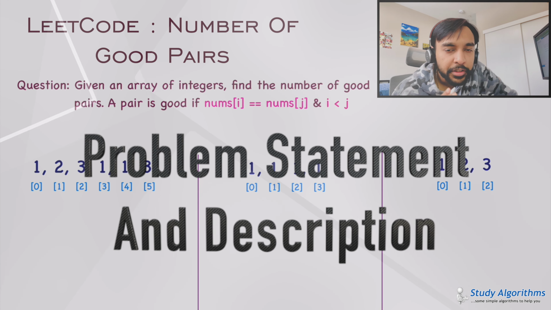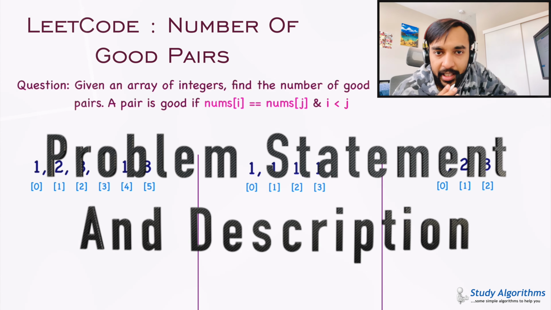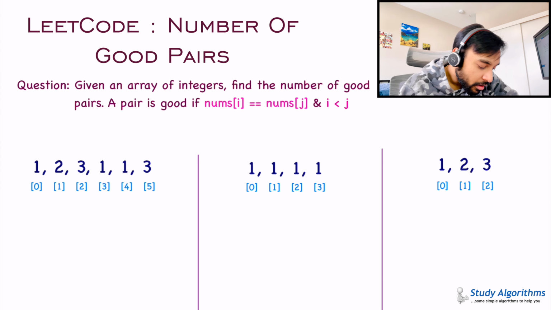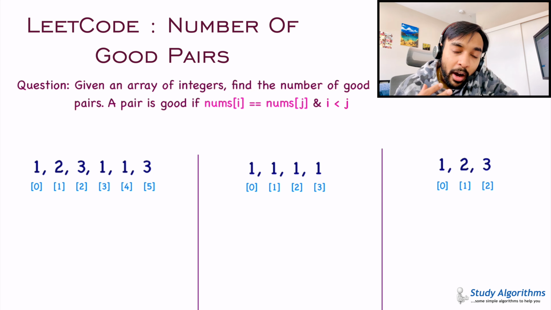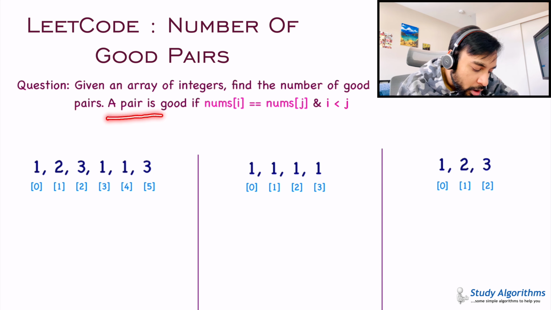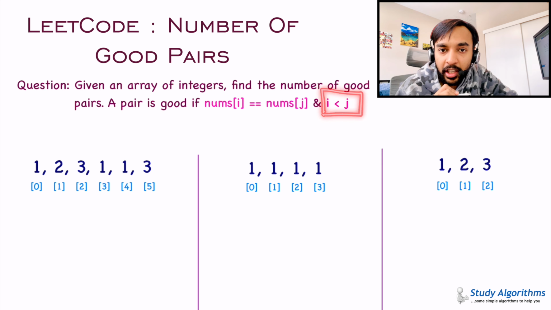Let us first make sure that we are understanding the problem statement correctly. What is given here is an array of integers, and you have to find the number of good pairs. Now, the question comes to your mind: what exactly is a good pair? A pair is said to be good if they both have the same integer and the index is different.